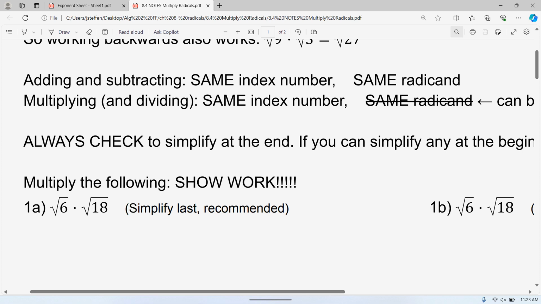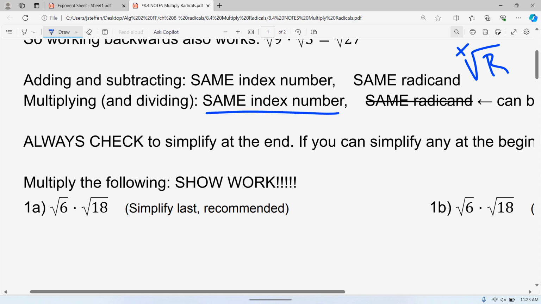With this, if you are adding and subtracting, we talked about this the other day, you have to have the same index number and the same radicand. Remember that the index number is the number up front here, and the radicand is the one in here. They both have to be the same for adding and subtracting. With multiplying and essentially dividing, they do have to have the same index number, but the radicand can be different.